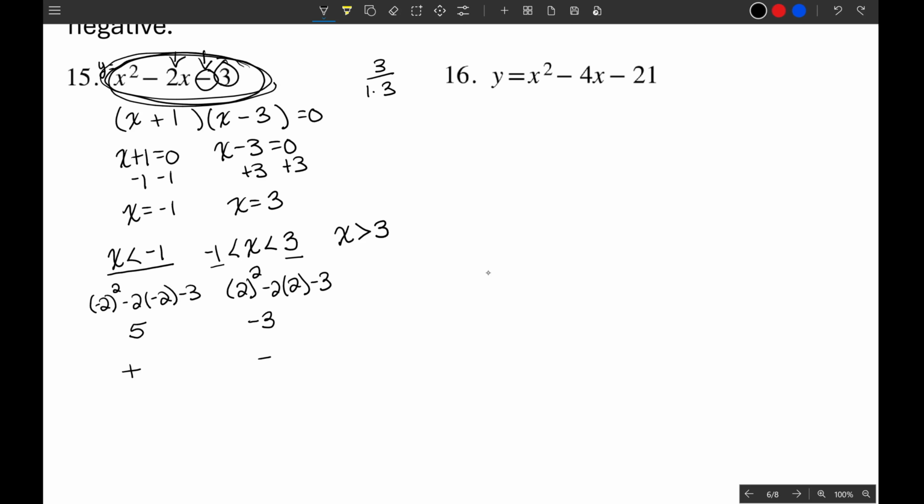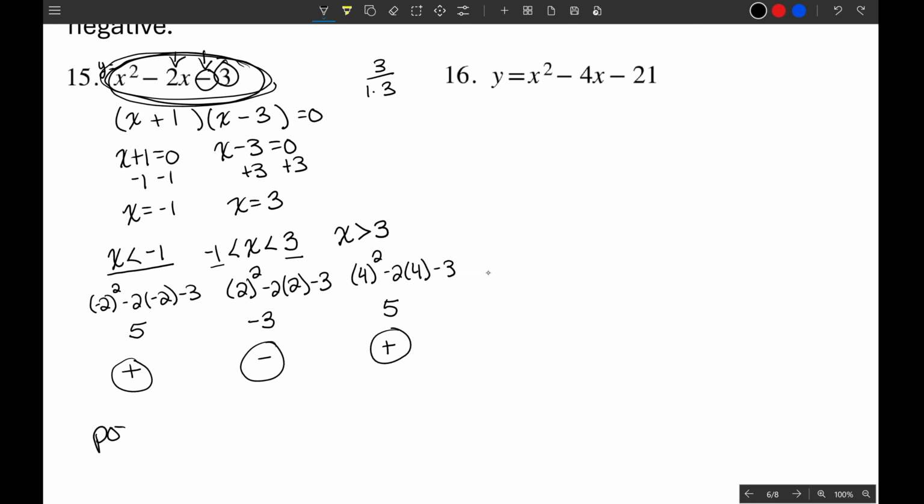All right, now let's do the right section. X is greater than 3, so let's just do 4. 4 squared minus 2 times 4 minus 3. That's going to give me a positive 5. So I know that when the x values are greater than 3, I'm going to be above the x-axis. So I have 2 sections where I'm positive and 1 section where I am negative. We saw that visually when we graphed this.